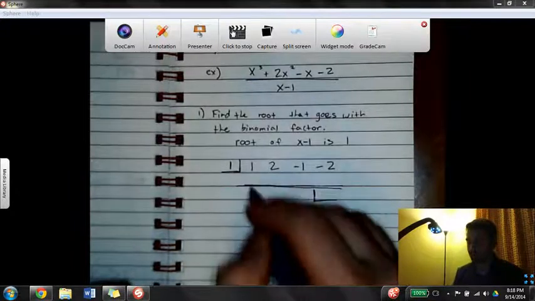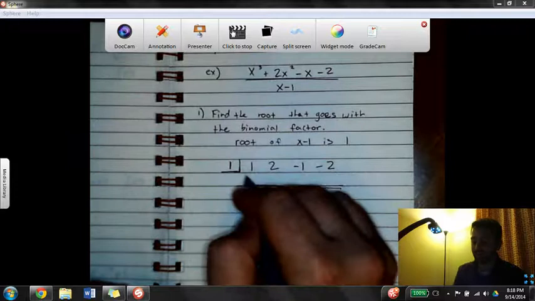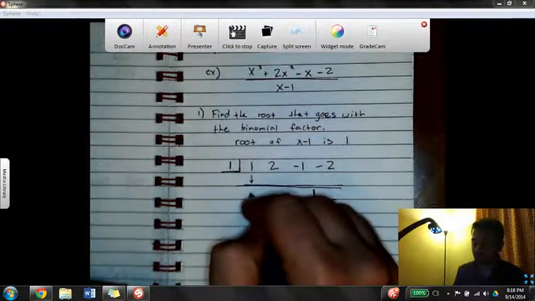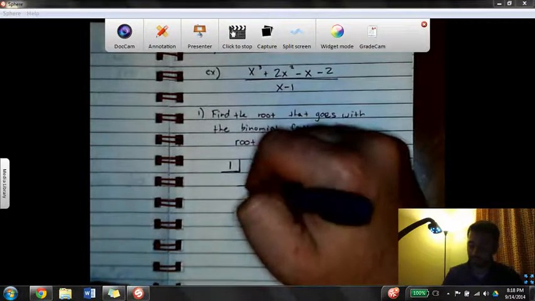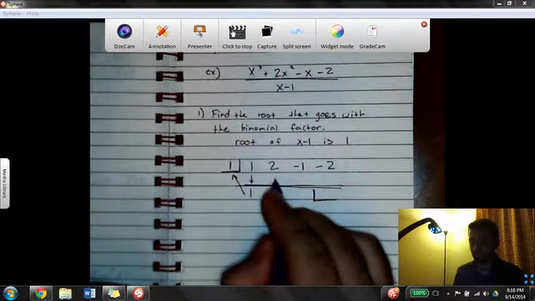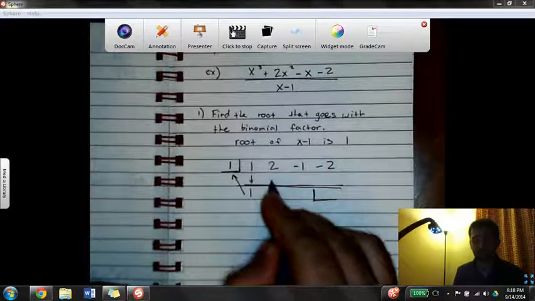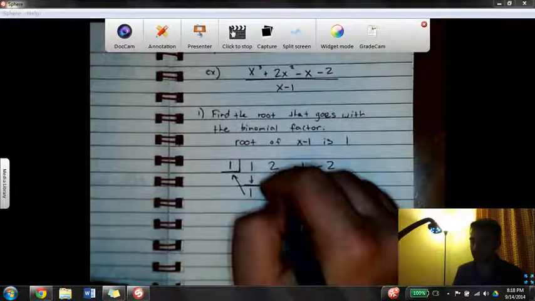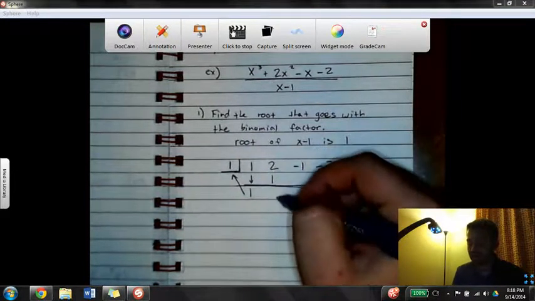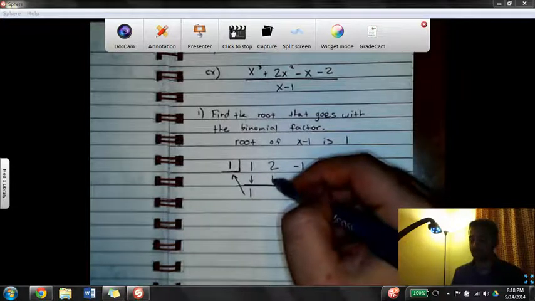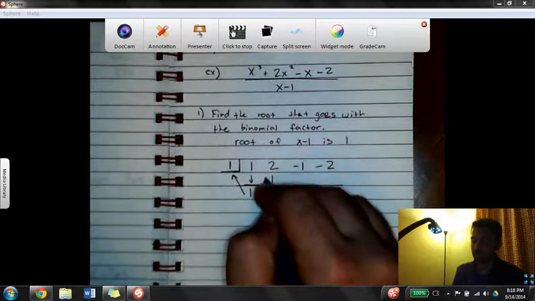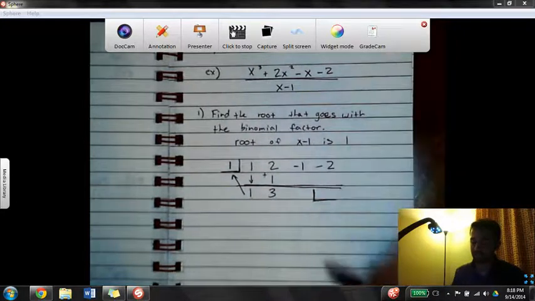Our first step using synthetic division after we've set up our problem is to bring down the first coefficient. We're then going to take the first coefficient, multiply it by what's in our box, and rewrite it under our second coefficient. So 1 times 1 gives me a 1. And then I'm going to add the coefficient and the number we just got, and get 3. So I'm adding down each time.